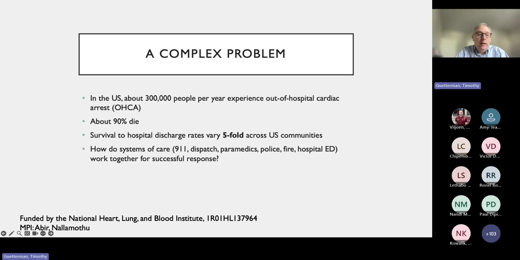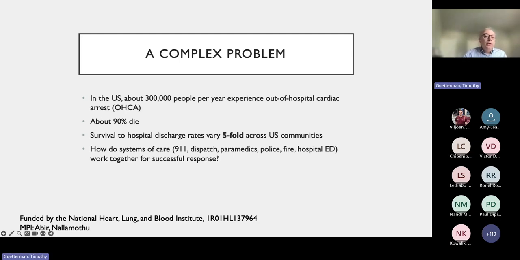So in the US, about 300,000 people per year experience a cardiac arrest out of the hospital. So in the community setting, for instance. And sadly, about 90% of people do not survive that cardiac arrest that happens outside of the hospital.